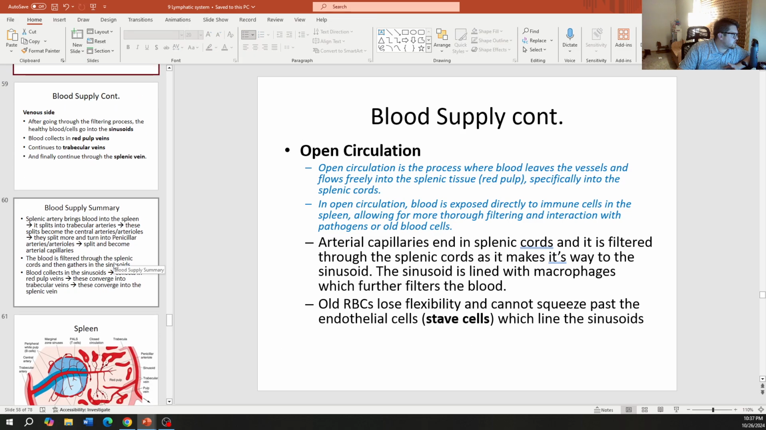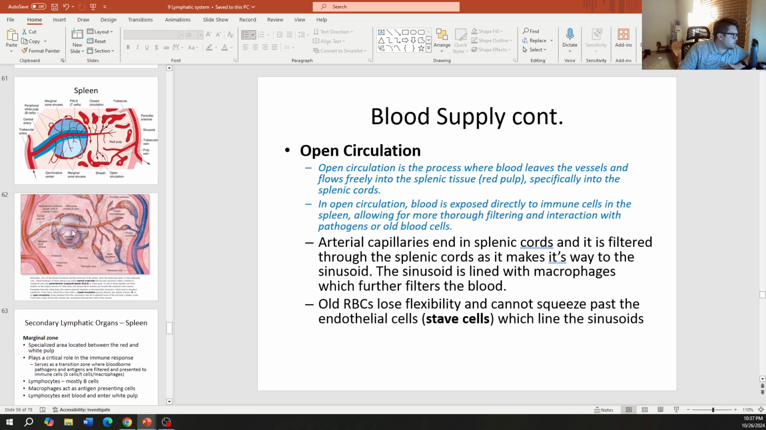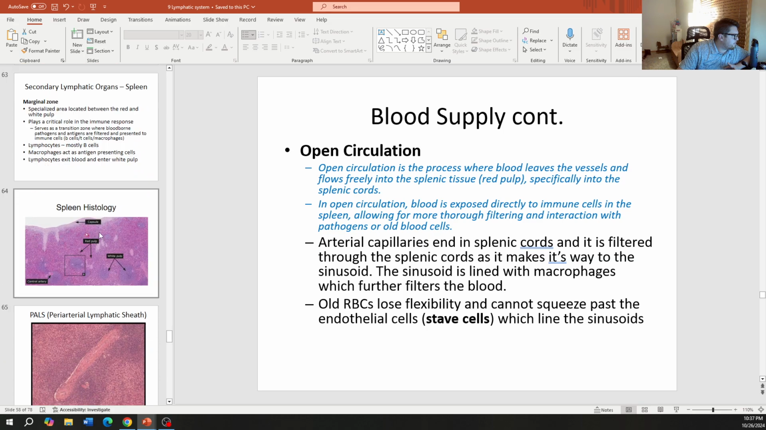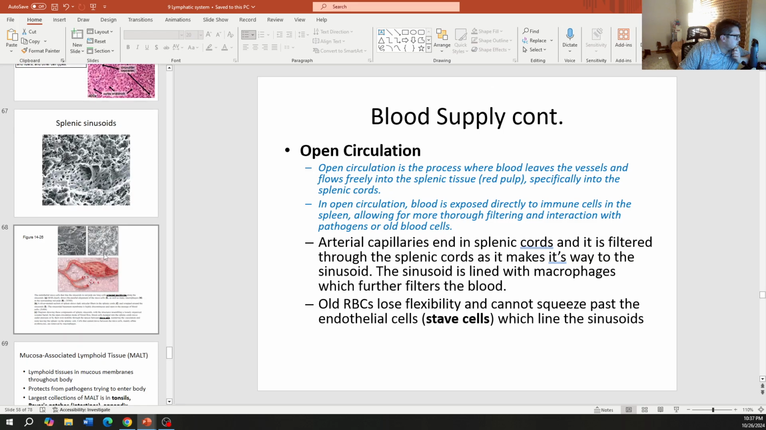Let me jump to the picture. Where's the picture that I want?